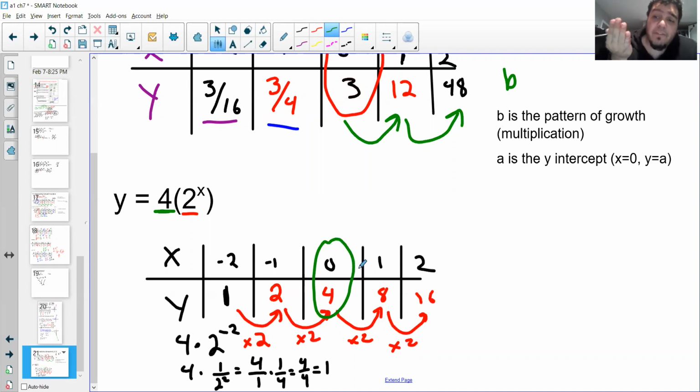So you could do it by finding each point individually, or you can do it using the pattern and starting points. So you could use either method to make the table, okay?